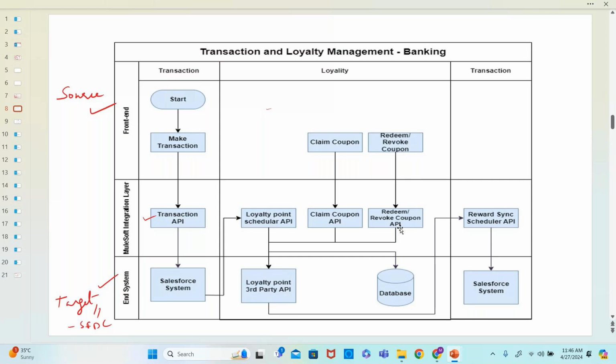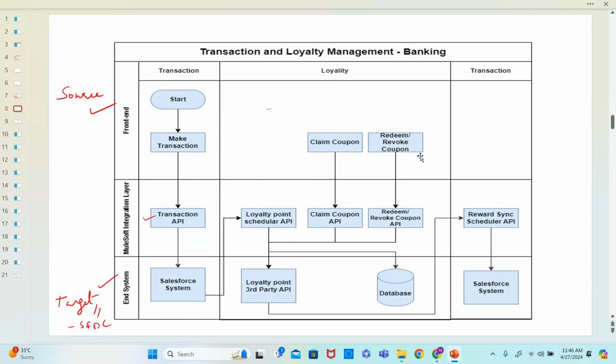Okay, for that reason, we can revoke the coupon also. Now the customer will go to the Amazon website and raise a request for return. Exactly, he raised a request for return.